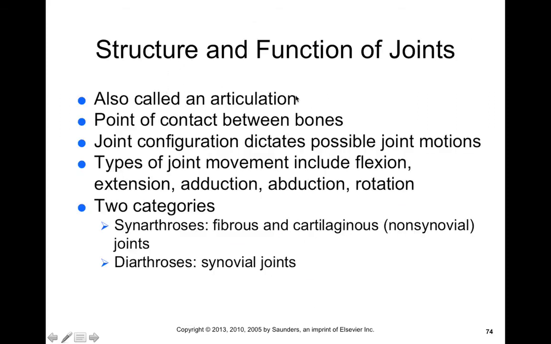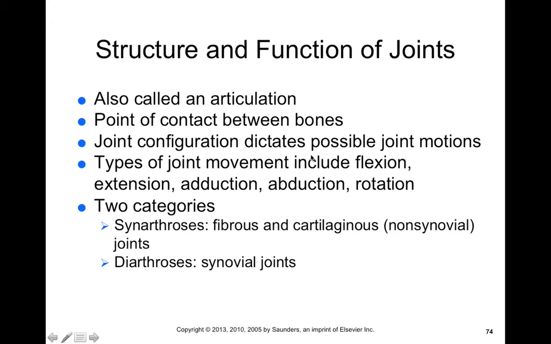Now, what we find then is that bones form joints, and the joint is just called an articulation. It's just a place where 2 or more bones meet or articulate and connect. And the joint configuration dictates the possible movement of joints. So what we find is very stable joints that are held together by fibrous tissue or cartilage are typically not as movable as the least stable joints, which are held together by synovial membrane. So there's a trade-off then between stability and mobility.